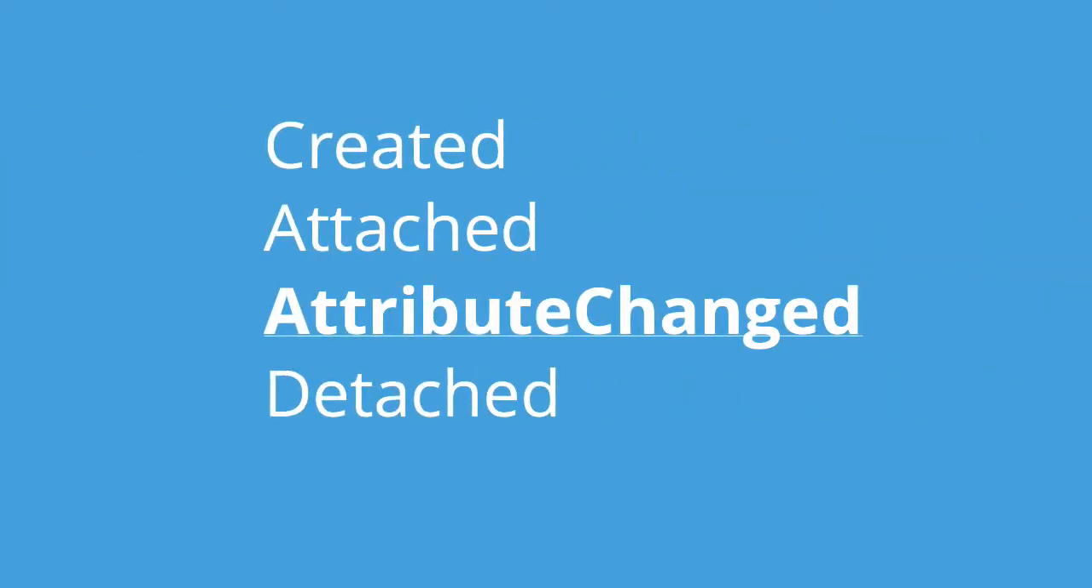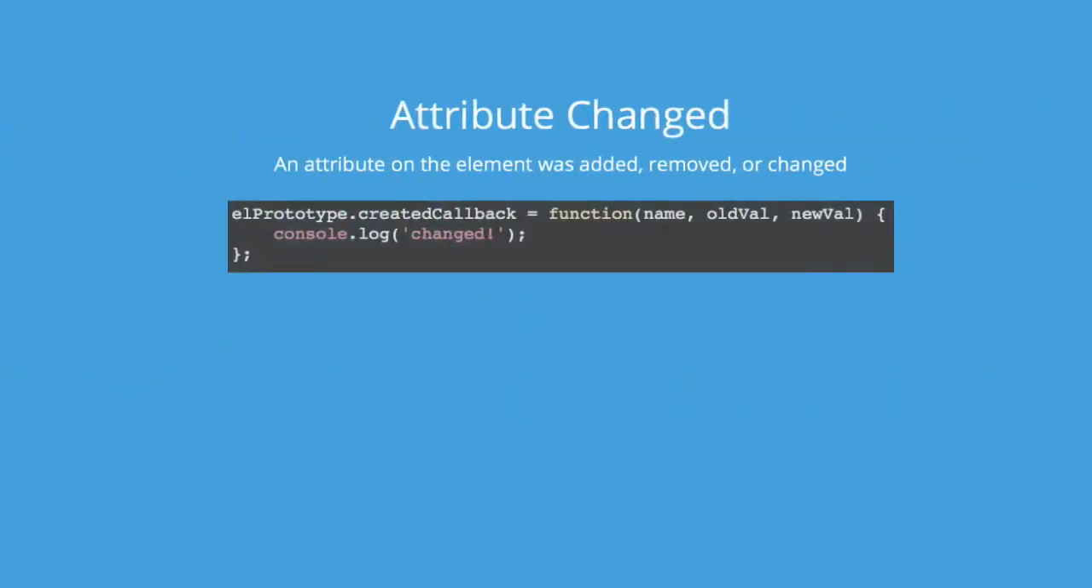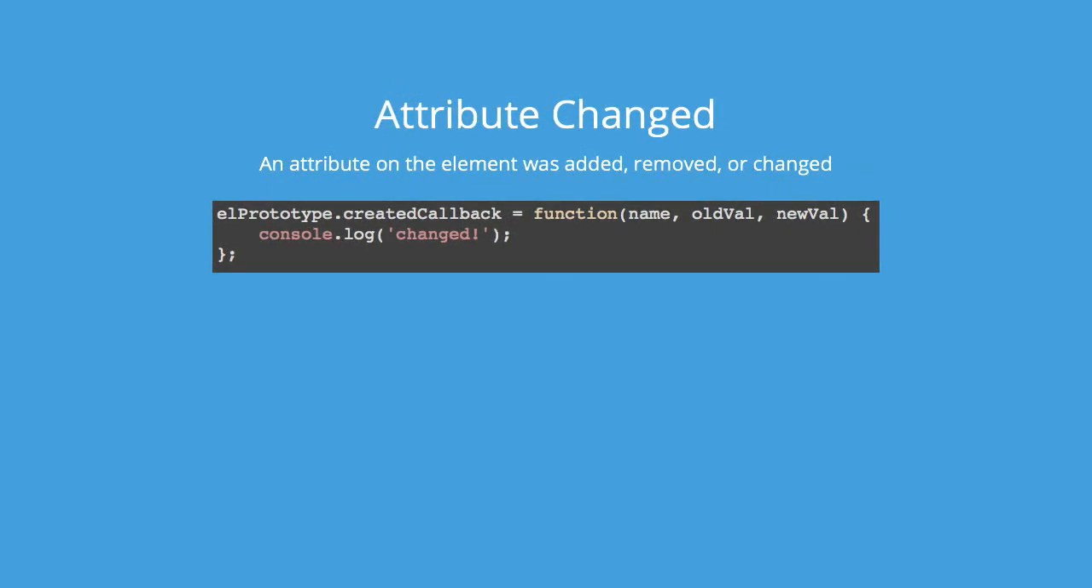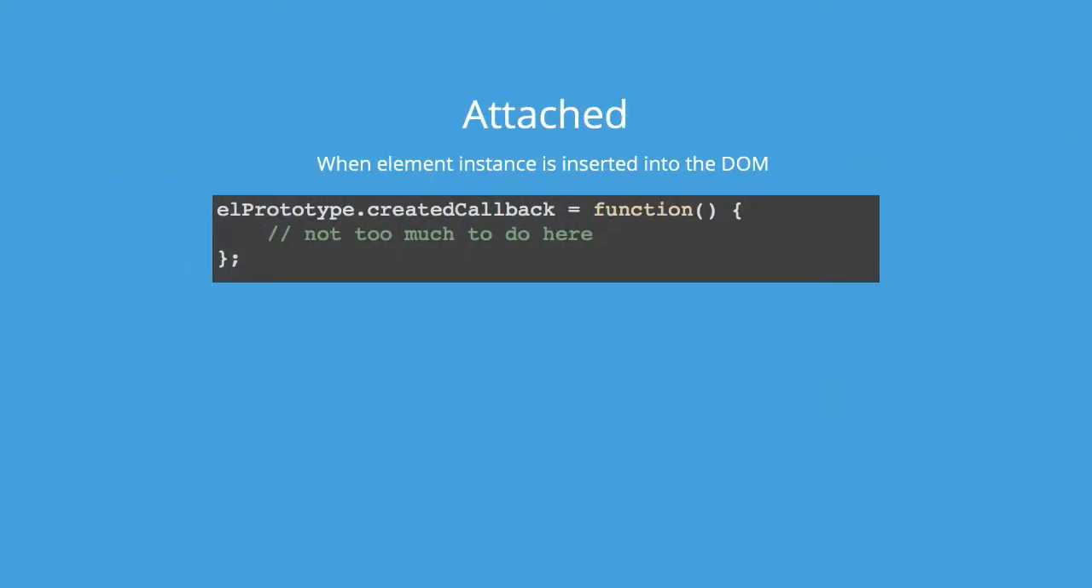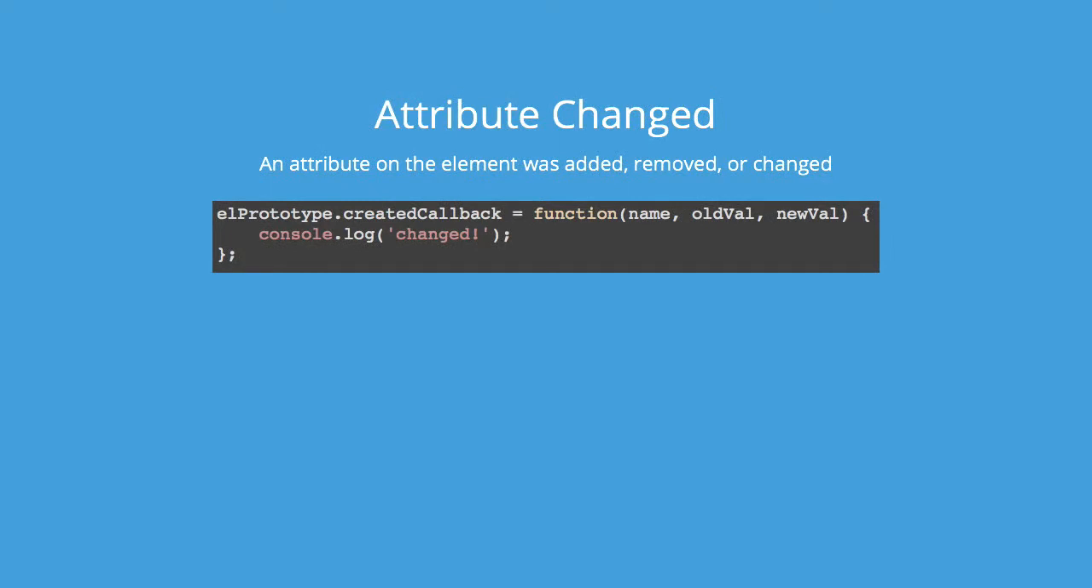All right, attribute changed. This one is important. This is when an attribute on the element was added, removed, or changed. I apparently just copied and pasted, so that's attributeChangedCallback, not createdCallback. When you do attributeChangedCallback, you get three parameters in that function. While all these other ones didn't have anything useful to pass into the function, this one gets three things passed in. One is the name of the attribute. The second is the old value, the previous value of the attribute. And the third is the new value of the attribute.